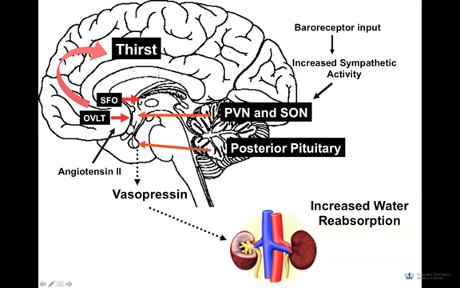Now, I told you angiotensin II stimulates thirst and stimulates the release of vasopressin. There are angiotensin II receptors on the SFO and the OVLT. So under any level of plasma osmolarity, angiotensin II binds to its receptor on the SFO and the OVLT and stimulates thirst and also stimulates the hypothalamic release of vasopressin. Okay, so that's where angiotensin II interacts with this system.